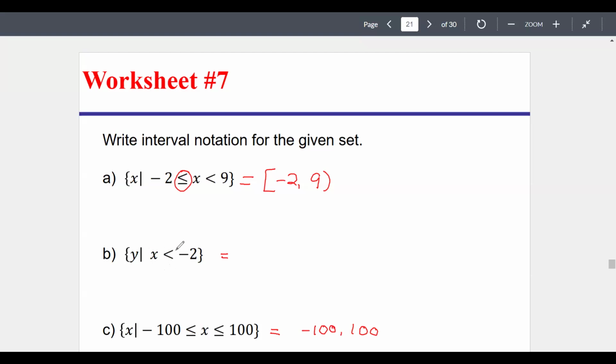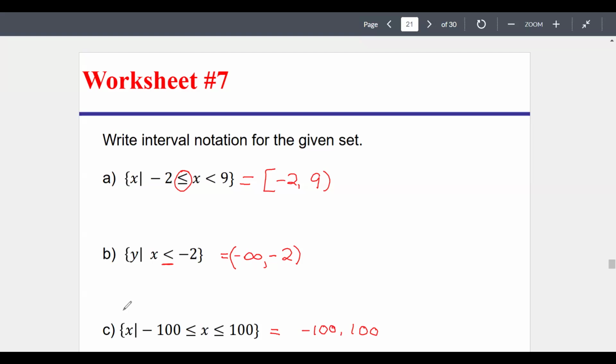So for b, we have x is strictly less than -2. So at most, x could be -2. That is the largest. So anything smaller than that, so we have to head towards negative infinity. If that's negative infinity or any kind of infinity, it's a parenthesis. And on this side, because we got that strictly less than at -2, this is also a parenthesis. So x is less than -2 is the same as parentheses, negative infinity to -2 parentheses.